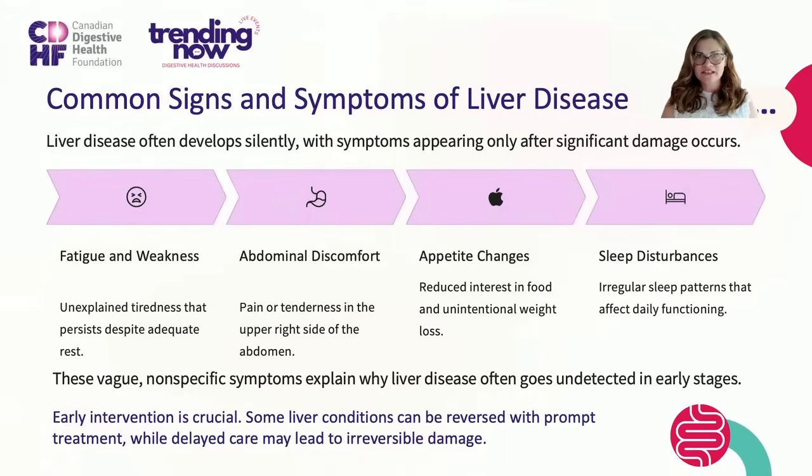As mentioned earlier, liver disease can often develop silently, with symptoms only appearing after significant damage has occurred. Some common early signs include fatigue and weakness, so unexplained tiredness that persists despite adequate rest; abdominal discomfort, so pain or tenderness in the upper right side of the abdomen; appetite changes, reduced interest in food or unintentional weight loss; and sleep disturbances like irregular sleep patterns that affect daily functioning. All these are vague, non-specific symptoms, making it easier for liver disease to go undetected in the early stages. So early intervention is crucial.